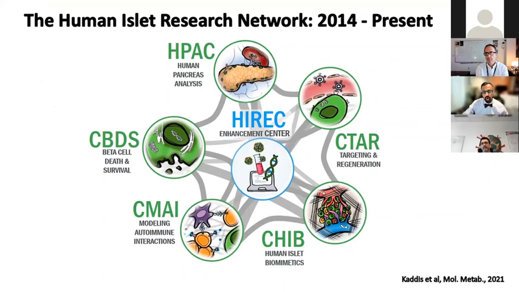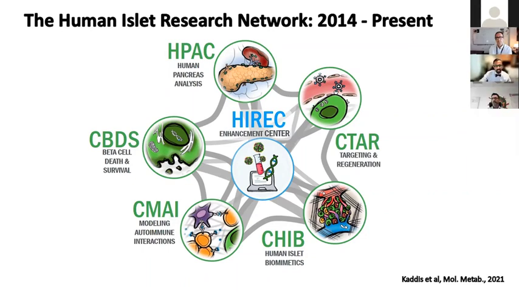HERN is a very large network that began in 2014, and it's made up of several different groups, as you can see pictured here, and each of these groups focus on a particular theme. So there is a consortium, for example, on beta cell death and survival, another one on autoimmune interactions, and so on. As you go through the circle here, each of these groups will, again, be focused on something, and they'll be asking different questions, but tying that theme together.